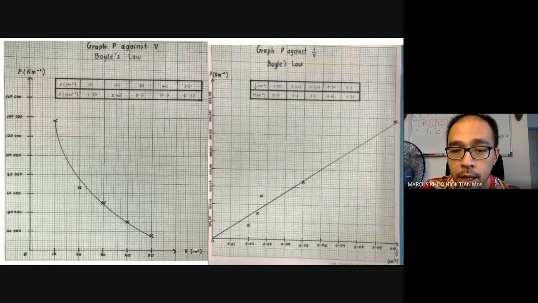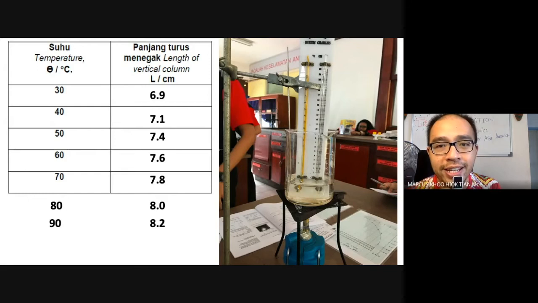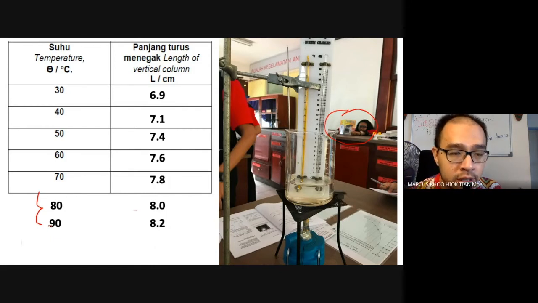Secondly, please turn to page 112. I want you to copy down these values. Please continue from 70 and then go all the way to 80 and 90 degrees Celsius, and then get the values of this L. Then take a look at the instruction on page 112. It says, plot a graph of L against theta. So this is L, and this is theta.